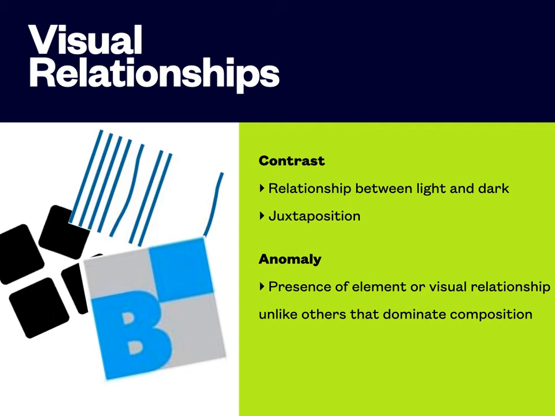A couple more techniques when we're talking about visual relationships and how to bring some visual interest into your designs is contrast and anomaly. Most of you know what contrast is and have some sort of preconceived notion. It's the relationship between light and dark, but it's also the relationship of shapes and how they are juxtaposed to one another. An anomaly is the presence of an element or a visual relationship that is unlike the others and that dominates the composition.